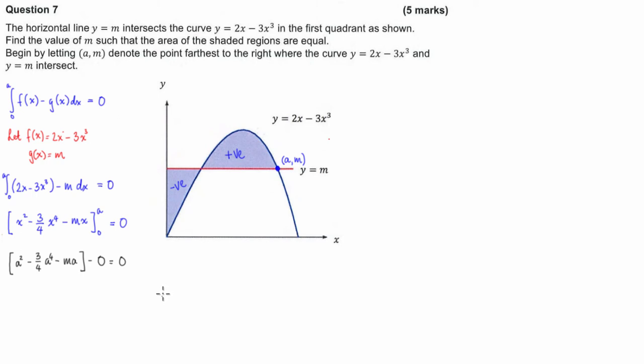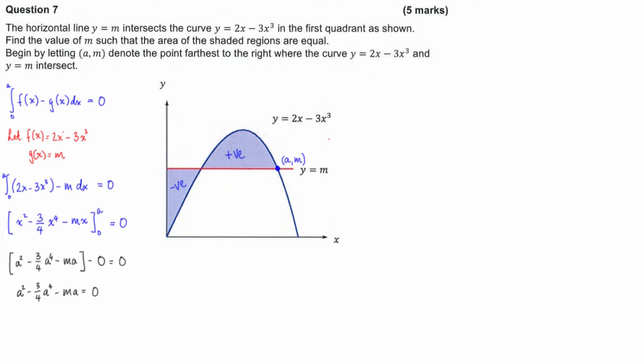Great. Now, as you can see, guys, this particular formula, let's just clean it up. I'm just going to have my a squared minus 3 over 4 a to the power of 4 minus ma equals 0. So I've just gotten rid of that 0 there. It's not really that important. And now you can see we have two unknowns. We've got m and we also have a.